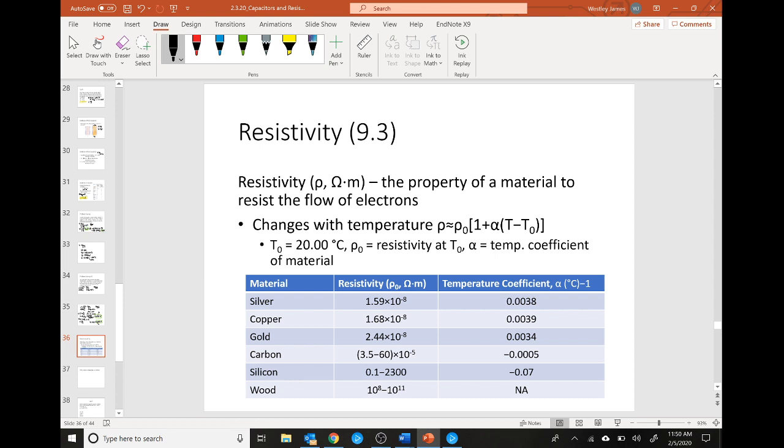So resistivity, what is it? Resistivity is a new thing. Capacitance was how much charge you can store per voltage. Resistivity is the property of a material to resist the flow of electrons. Basically, in some materials it's easier for electrons to flow through, in other materials it's harder for them to flow through. Think of wood. It's going to be hard to push electrons through wood, but it's really easy to push electrons through metal.